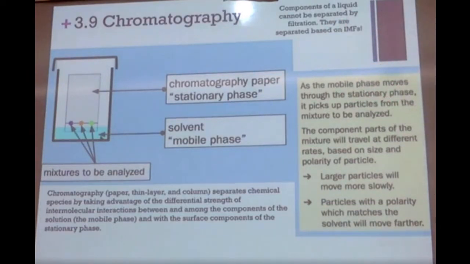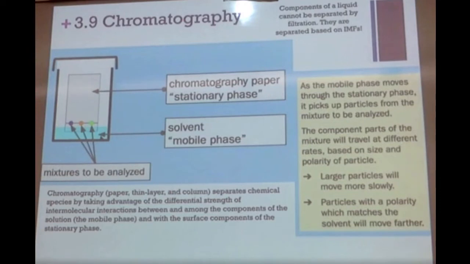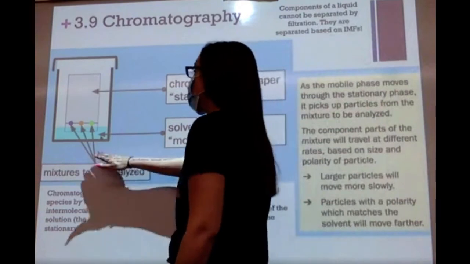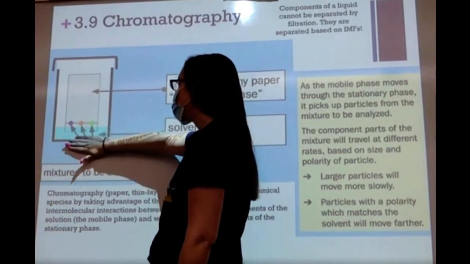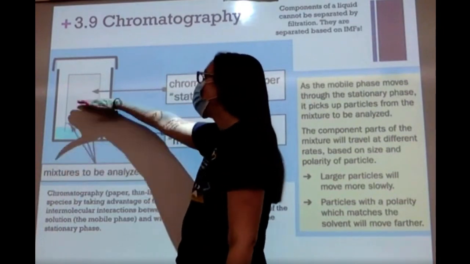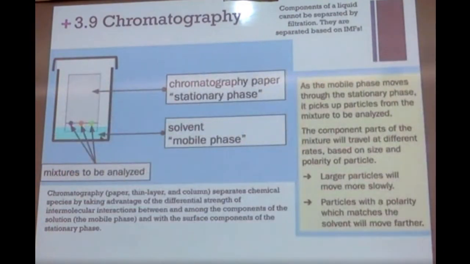Filtration is when we separate a solid from a liquid. If we have two liquids, we can use one of two methods. We can use chromatography or we can use distillation. We did a chromatography lab in class. Chromatography takes into account intermolecular forces. So we look at the intermolecular forces that exist within the sample itself, and we compare that to the solvent. So remember, we have the mobile phase, which is the solvent as it moves up the piece of paper. And then we have the chromatography paper, which is the stationary phase.